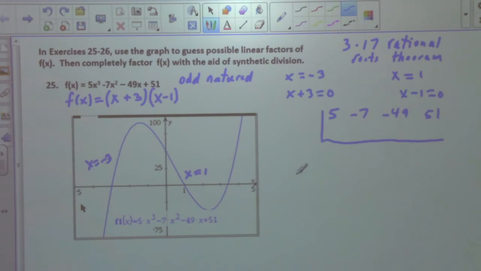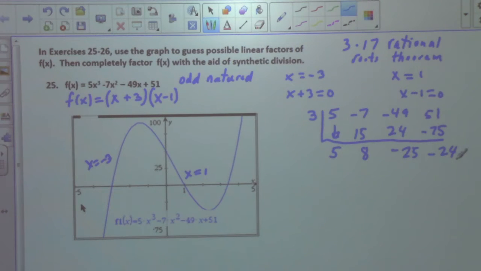And then let's start with the 3 on the outside. Put 3 out here? Yeah. Move down 5. It'll be 15. It'll be 8. And that'll be 24. So that would be 25, -25. And that'd be 75. So that'd be -24.